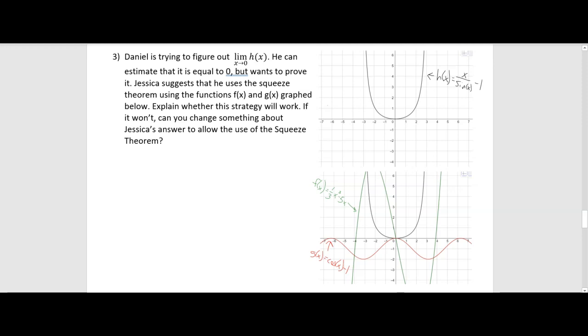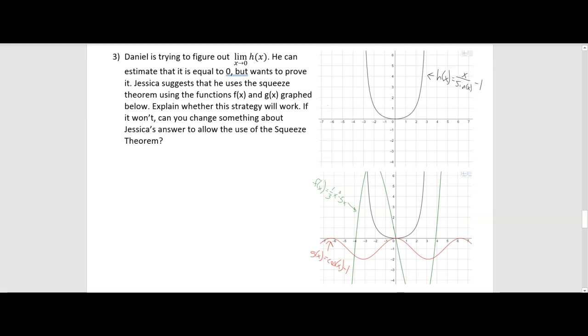And if we look at the graph of h of x, well, it certainly looks like the limit as x approaches 0 is going to be equal to 0. But again, it's not a formal proof. So maybe he'll be able to use the squeeze theorem to come up with something more formal. Jessica suggests that he uses the squeeze theorem using the functions f of x and g of x graphed below. So in our second graph, we see the functions that Jessica chose to try to prove the limit of h of x as x approaches 0. So explain whether this strategy will work. If it won't, can you change something about Jessica's answer to allow the use of the squeeze theorem?